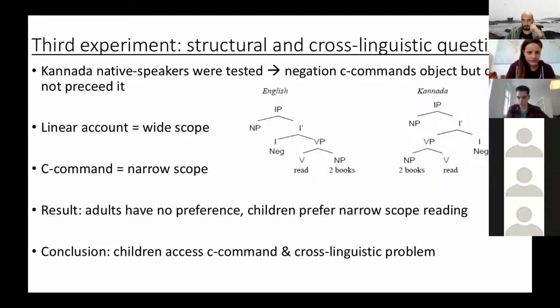And the results were that adults have no preference again, and children prefer the narrow scope reading. Thus, one could conclude that children access the C-command, and that's what the isomorphism effect is based on. And also, it is a cross-linguistic problem, so it also happens in other languages.